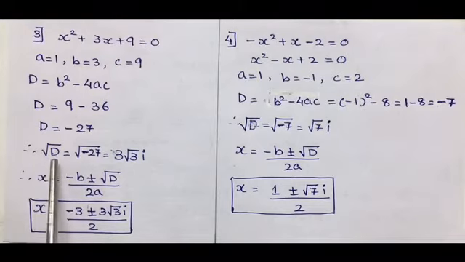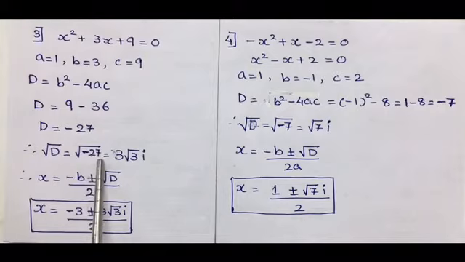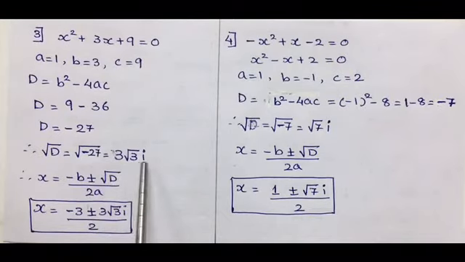Now we need to calculate the value of root D. That is equal to root of minus 27. Now root of 27 is 3 root 3. i is kept for the negative sign inside the root. So putting all the values in the formula, x is equal to minus b plus or minus root D upon 2a, we get the final answer as x is equal to minus 3 plus or minus 3 root 3 i divided by 2.